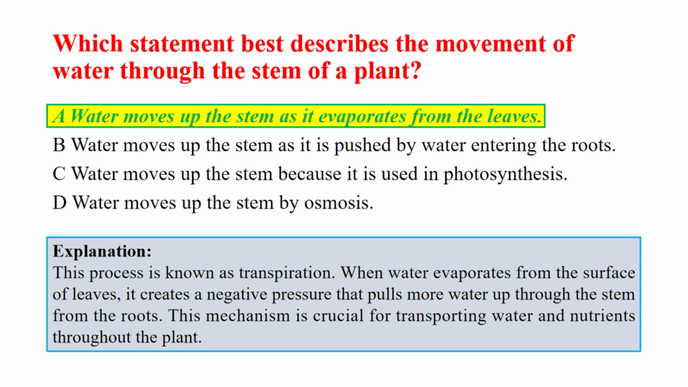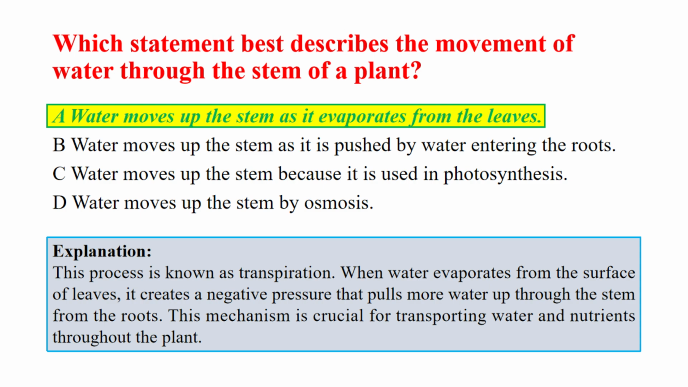The correct answer is Option A, water moves up the stem as it evaporates from the leaves. This is because the process, known as transpiration, is vital for the plant's water transport system. When water evaporates from the leaves, it creates a negative pressure that pulls more water upward through the stem from the roots. This is essential for moving nutrients and maintaining the plant's health.